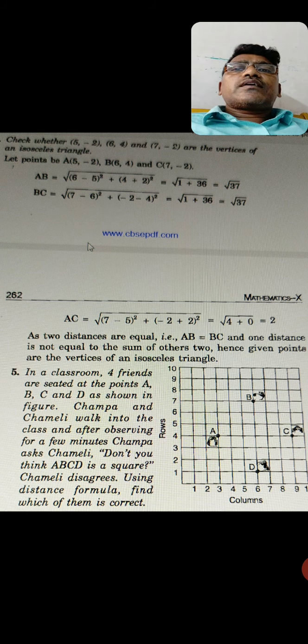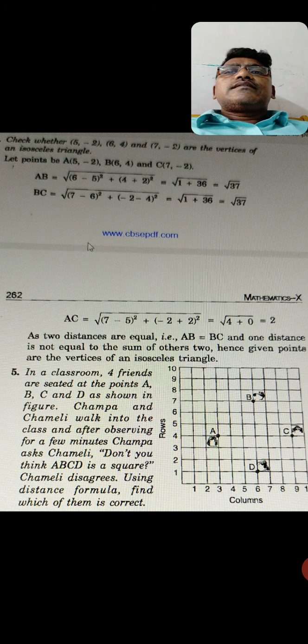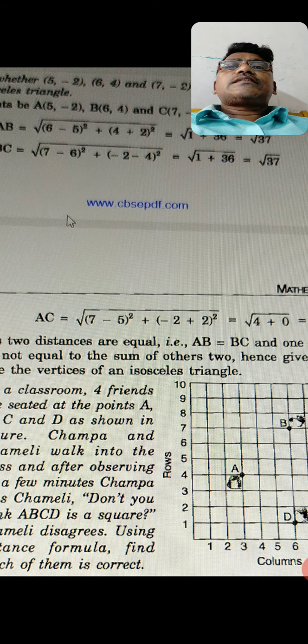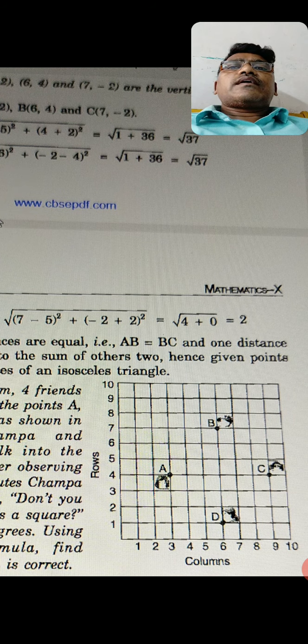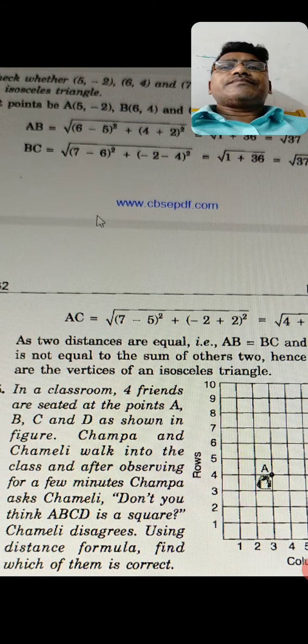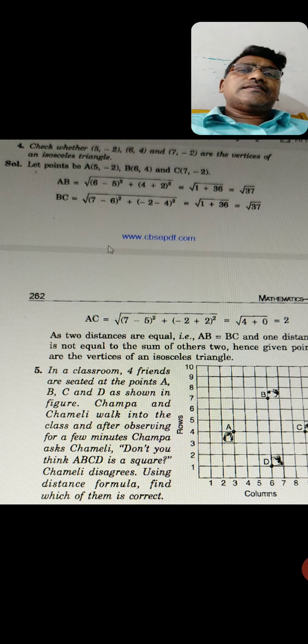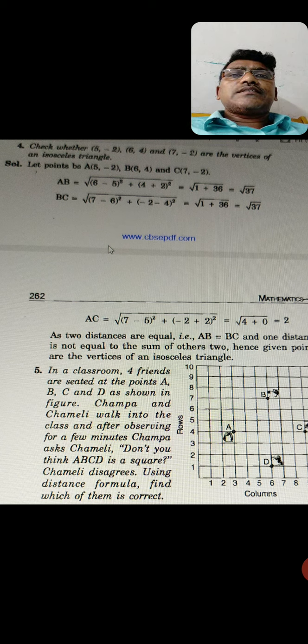So if you are giving names, here A is the first point, 5 comma minus 2, and another point 6 comma 4 and 7 comma minus 2 are the vertices given. So you are taking A for the first point, B for the second point, C for the third point. So the vertices of the triangle are A, B, C. We need to find the length, I mean distance from A to B is the length of AB, distance from B to C is the length of BC, distance from A to C is the length of AC.